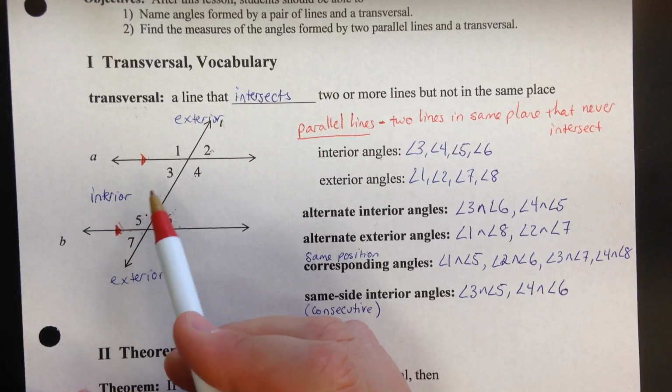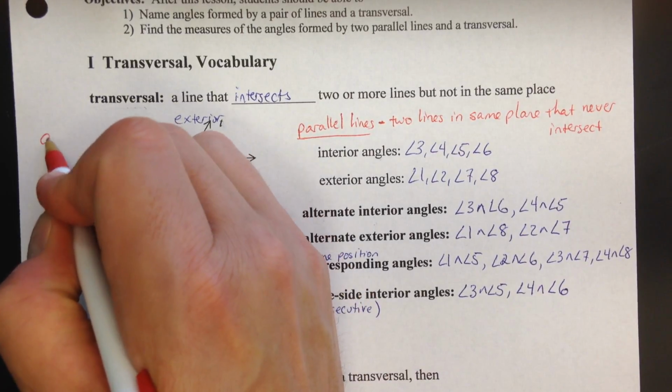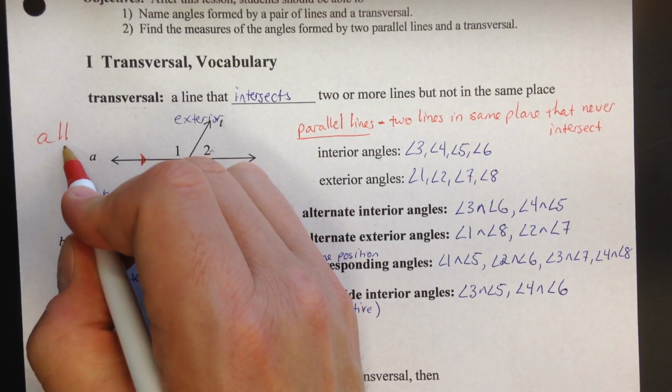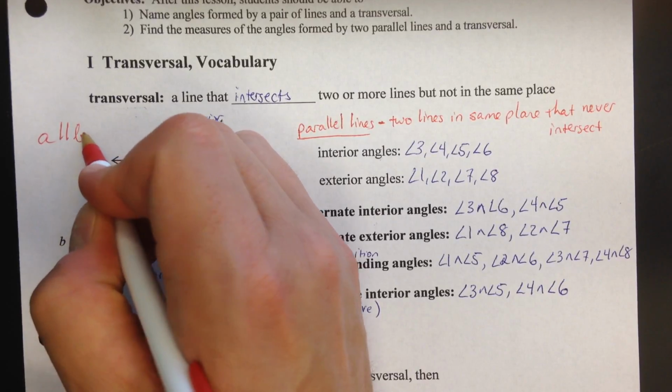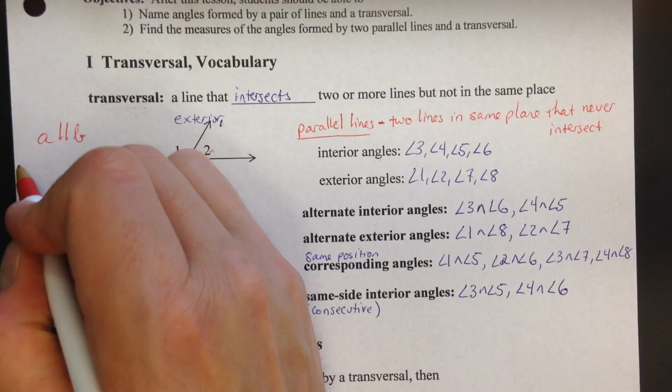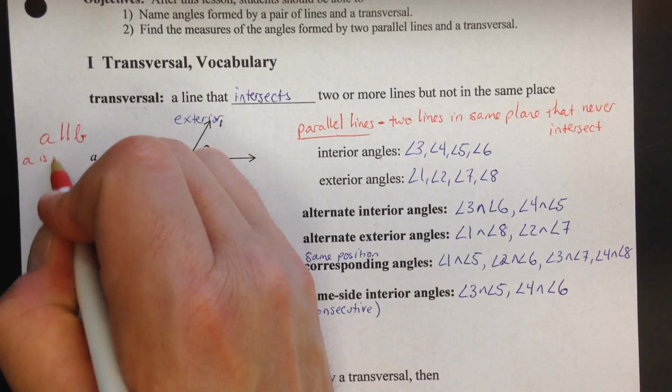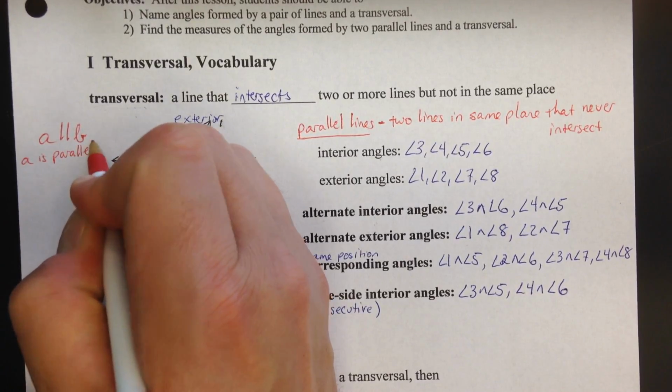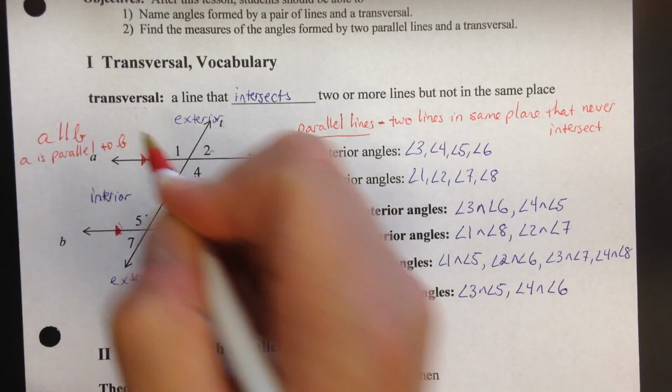The way we write this symbolically is we will say A, and then two vertical lines, B. That means, the translation there, A is parallel to B.